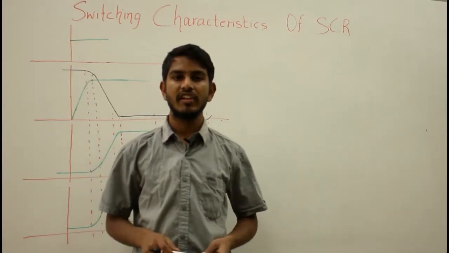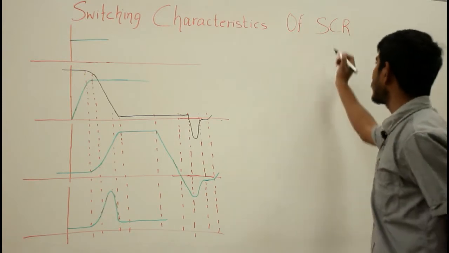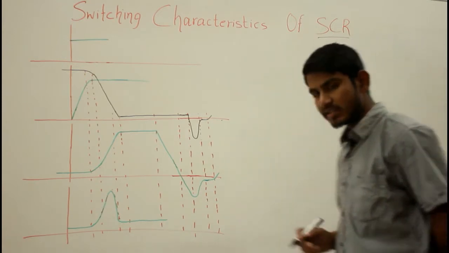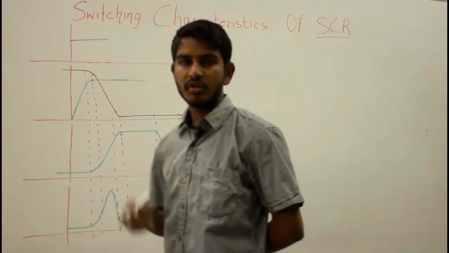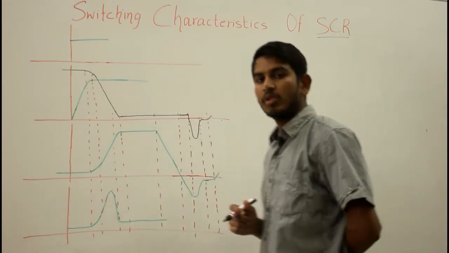Hello friends, in this video let us understand about the switching characteristics of SCR. So let us initially proceed to the definition of SCR. The abbreviation is Silicon Control Rectifier. It is a unidirectional semiconductor device which can be used to provide a selected power to the load by switching it on for a variable amount of time.